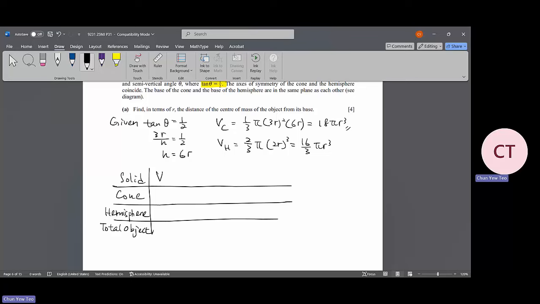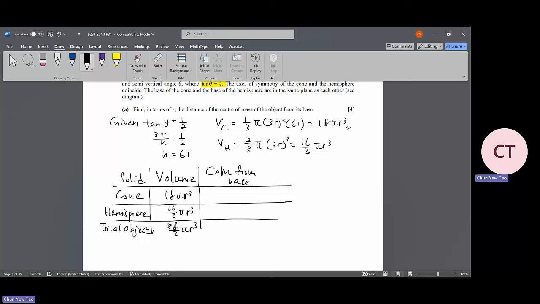So we have a volume here because they are having the same mass. And we are looking for the centre of mass from the base. So the volume just now we have calculated, this one is 18 pi r cubed. This one is 16 over 3 pi r cubed. You minus it, deduct it because you remove the hemisphere. So after you minus it, you'll get this one as 38 over 3 pi r cubed.